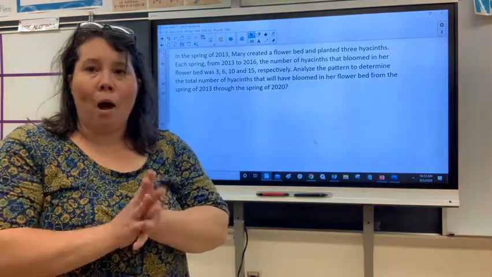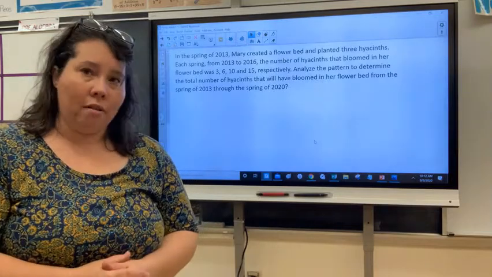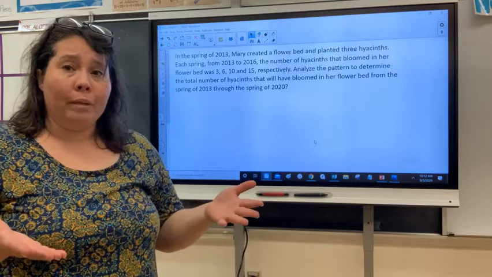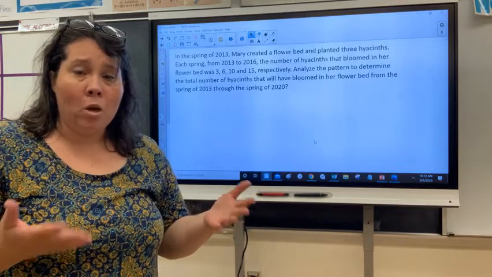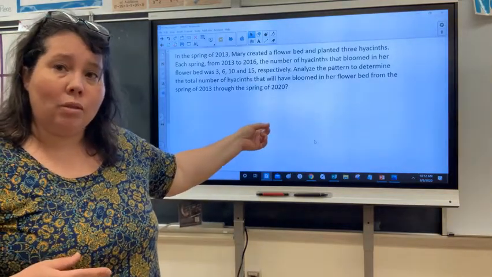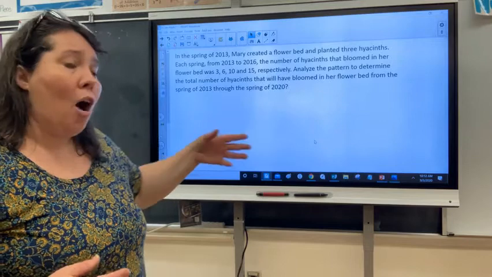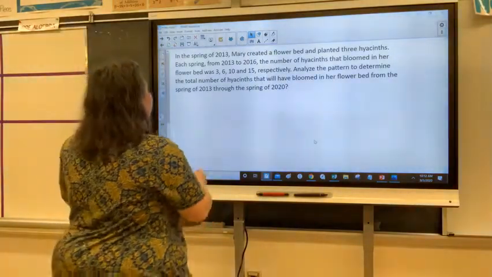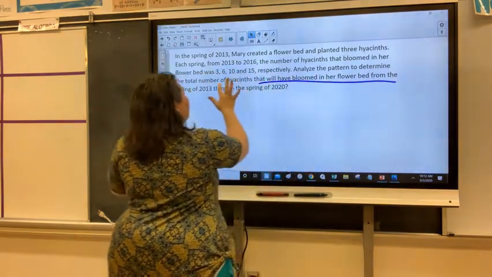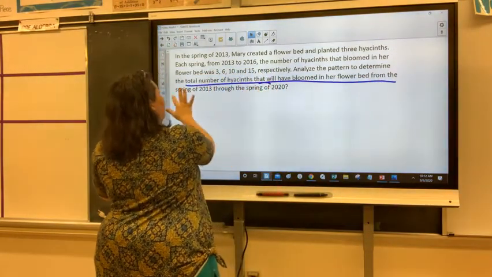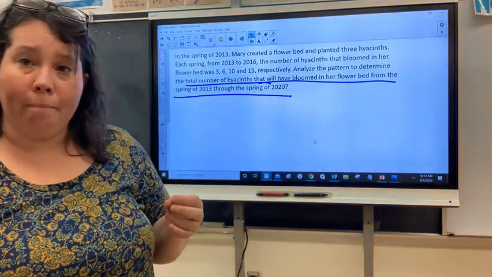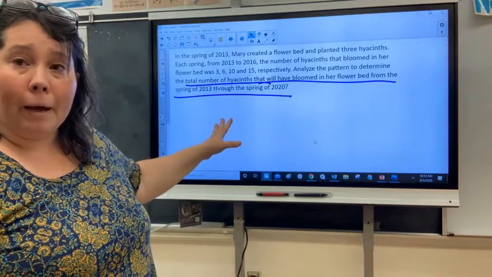So we have to think about, what is this word problem asking us to solve? It's asking us how many flowers are going to bloom in a time period, okay? So I'm not looking for how many flowers bloomed just in 2020. I want to know the total number of flowers that bloomed from the spring of 2013 to the spring of 2020. That's what I'm looking to find, okay?